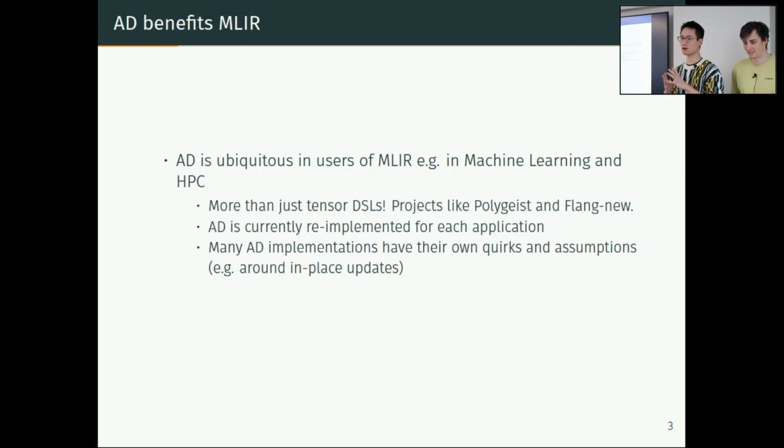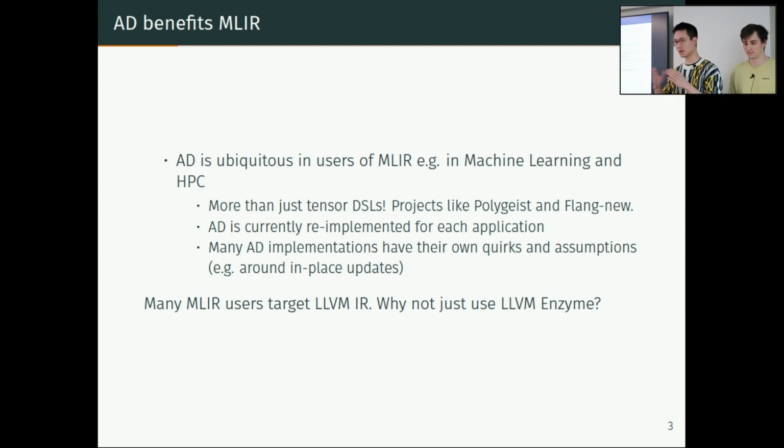So MLIR is used for more than just tensor DSLs. In particular, the ecosystem has projects like Polygeist, which is an MLIR frontend for C and C++, and Flang, which is an MLIR frontend for Fortran. The current landscape is that there is a tendency for AD to be re-implemented for the different applications where it is required. And these implementations often come with different trade-offs and quirks and assumptions about what they will be differentiating and the best cases for each of them.